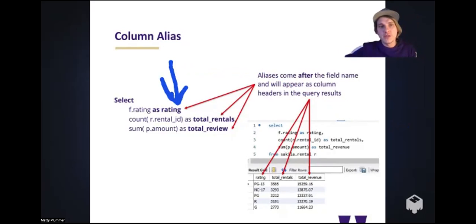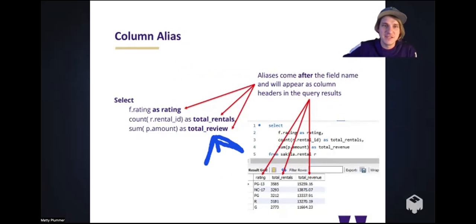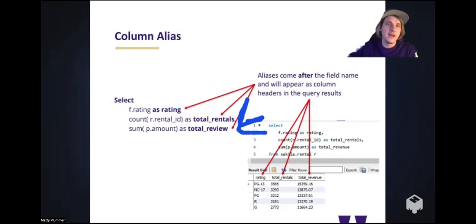So for the film rating, I want you just to call it rating. For the count of rentals, just call it total rentals. And then it's not review as the slide says, it's supposed to be revenue. But you could see if we assign it here, it's going to appear as the column header in your results. This is important because when you aggregate data, if you don't assign an alias to it, it's going to look weird. And if you give those results to somebody else to look at, they're not going to understand what that is.